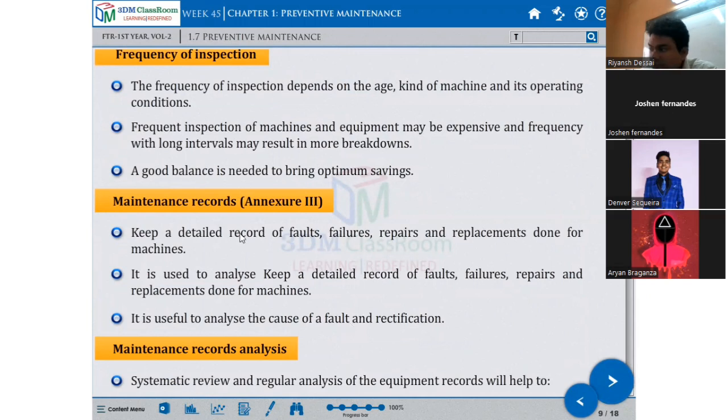Maintenance records: keep detailed records of faults, failures, repairs, and replacements done for the machine. You have to keep a record of everything. This is very important in the industry. It is useful to analyze the cause of the fault and its rectification. So always it is useful for analysis.